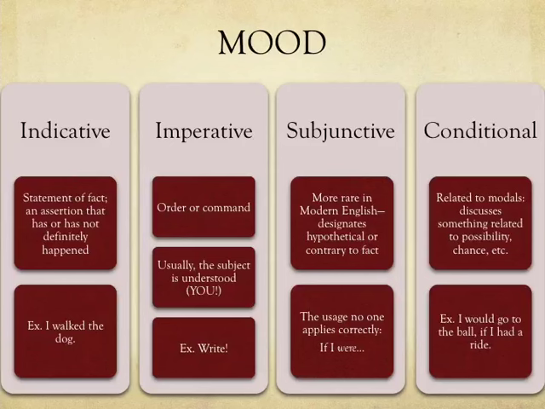So there's actually lots of different moods, but the ones that show up the most in English are indicative, imperative, subjunctive, and conditional. So indicative is the one that we use almost all the time. I mean, we use these all the time pretty much, but indicative is something that is a statement of fact, and it's an assertion that has or has not definitely happened. So for example, I walked the dog.